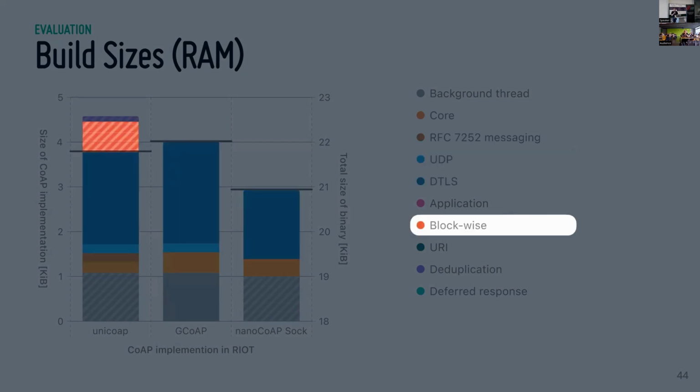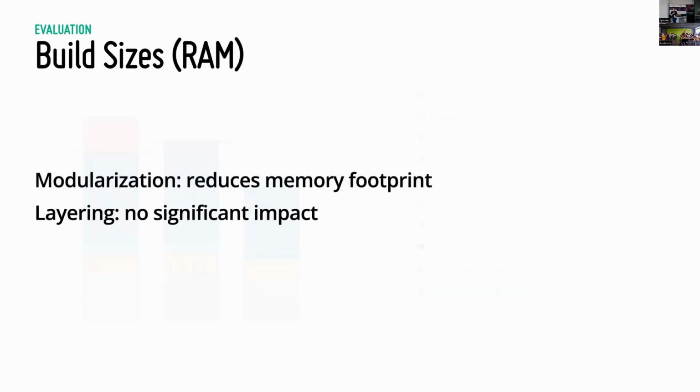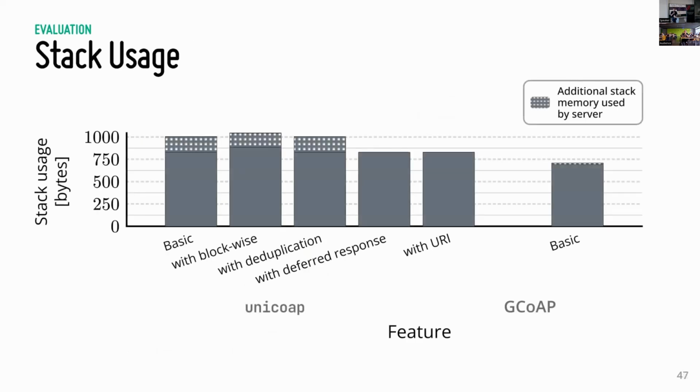Blockwise transfers, yes, require memory, but do note that this size is configurable. In this example, we use two 512 byte sized buffers for reassembling responses. You can set the number of parallel blockwise transfers you want to allow and the size of the buffers used in them. So modularization helps us reduce the memory footprint, and layering doesn't really have anything to say in the equation.